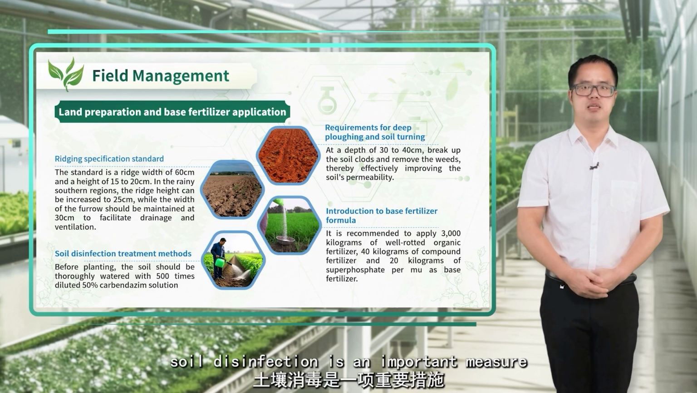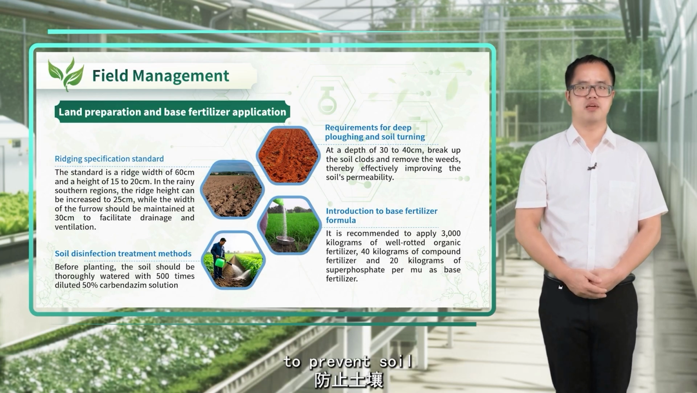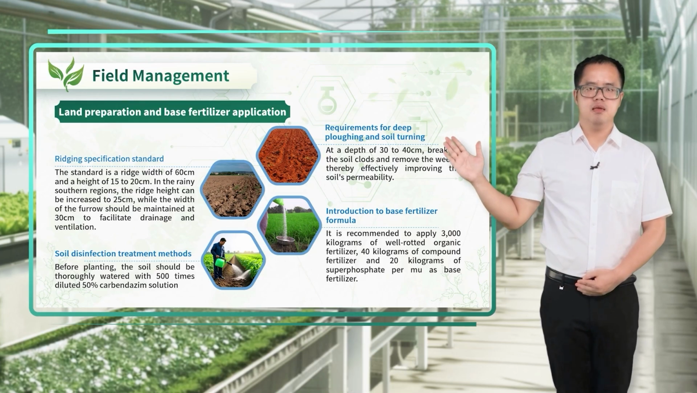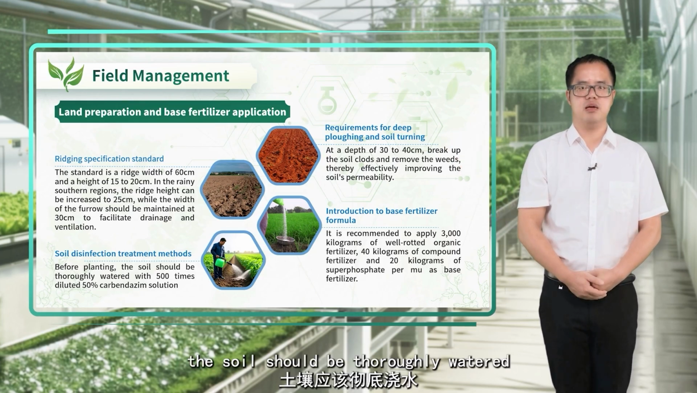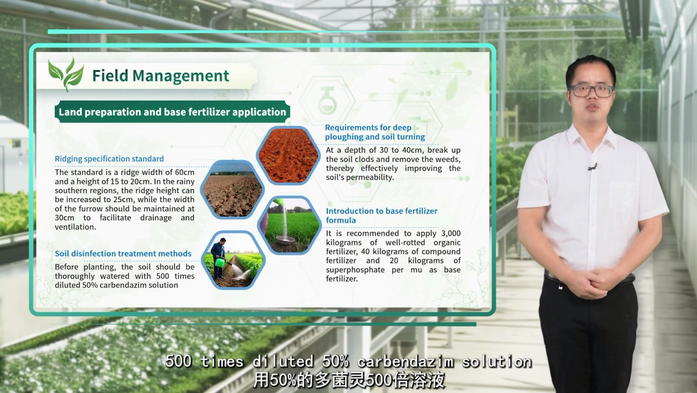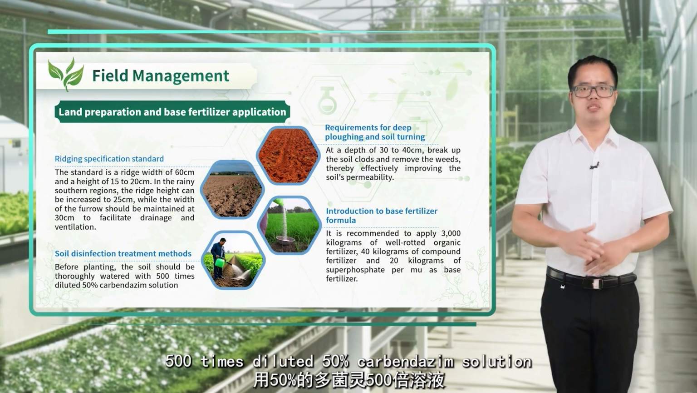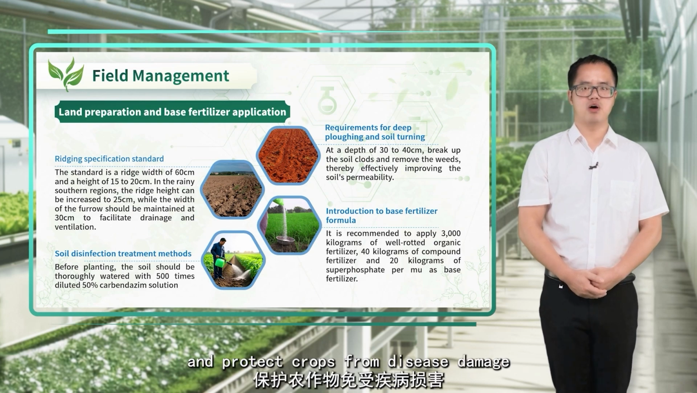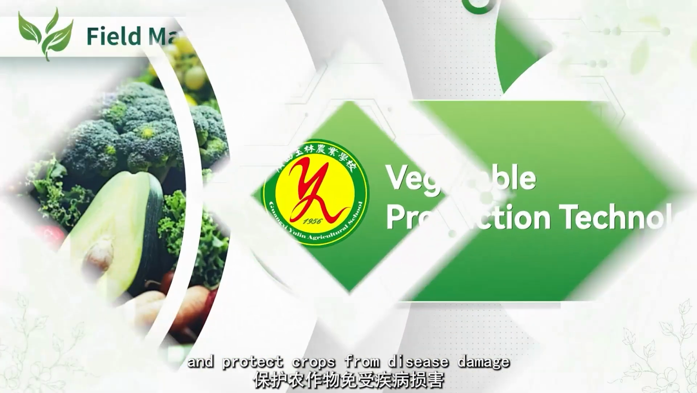Soil disinfection is an important measure to prevent soil-borne diseases. Before planting, the soil should be thoroughly watered with a 500 times diluted 50% carbendazim solution to effectively reduce the number of pathogens and protect crops from disease damage.